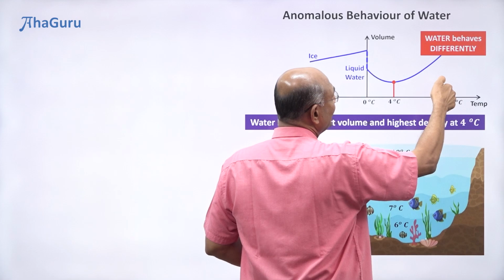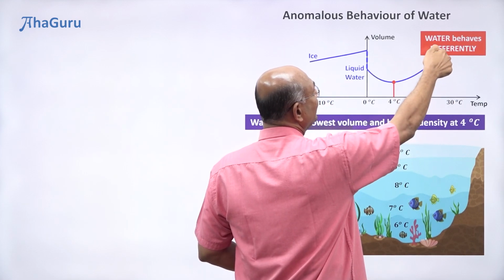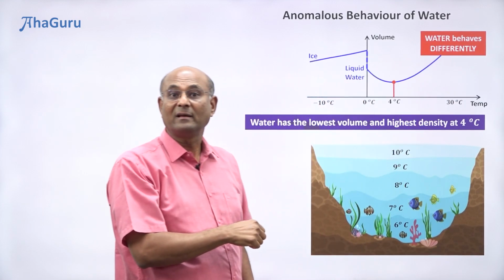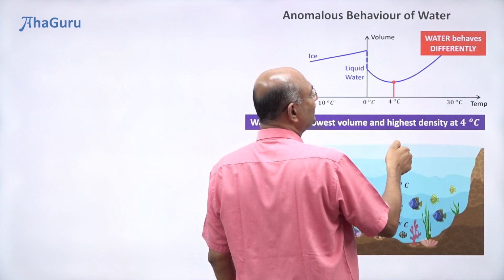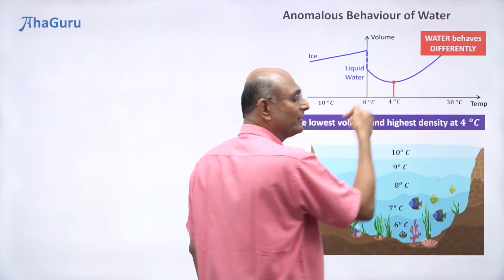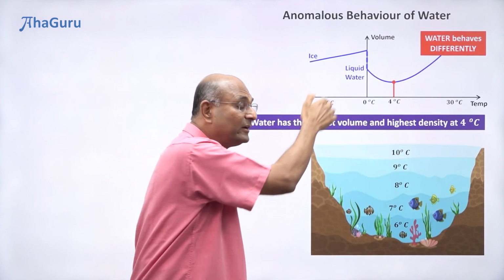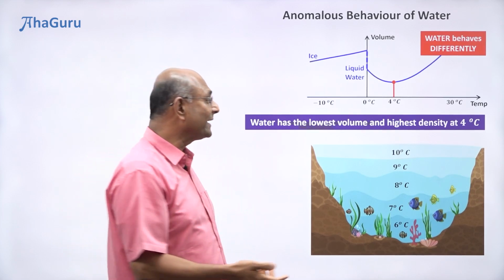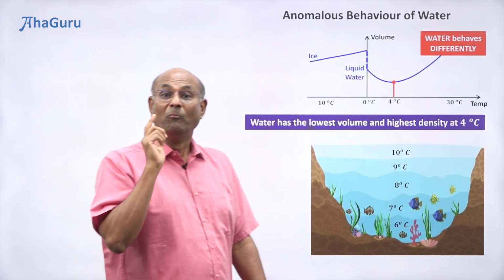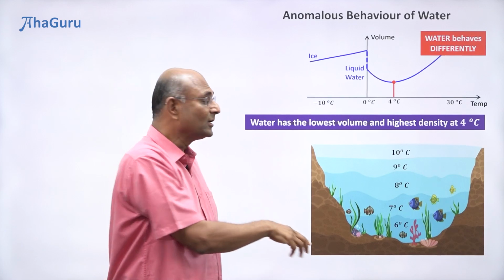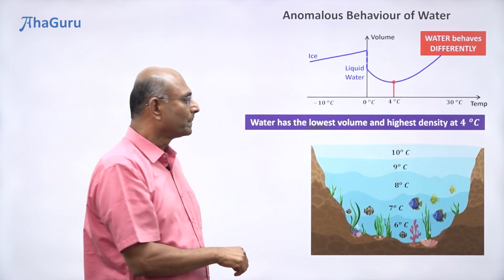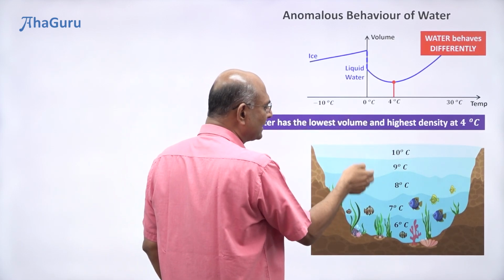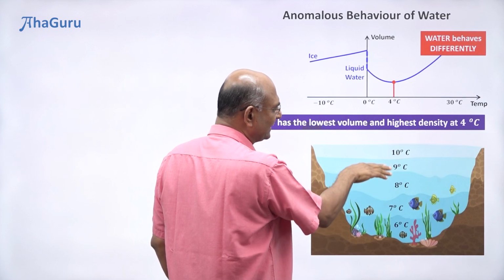From 10 degrees, if it came to 6 degrees, that means the volume is reducing. Well, if you go that way, the volume is increasing. But if I go down, it reduces, volume is reducing. But if volume reduces, density will increase. So 6 degrees has more density than 10 degrees. So it will sink. Then 7 degrees will have a little more density than 10, right?